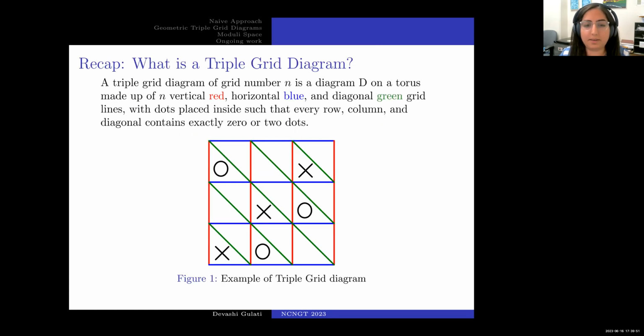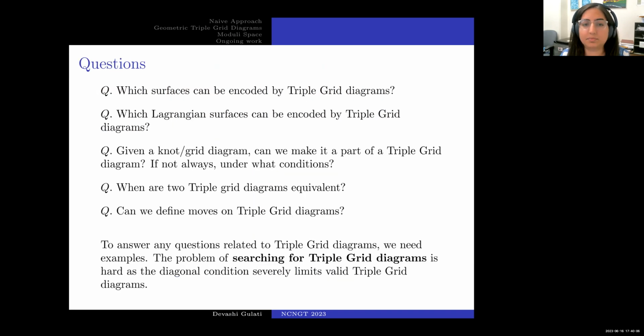So let's start with a recap. What is a triple grid diagram? It's a grid diagram with n vertical, horizontal, and diagonal lines having two dots inside every row, column, and diagonal. As explained in part one, triple grid diagrams represent surfaces in CP2. They can represent Lagrangian surfaces when they are fillable.